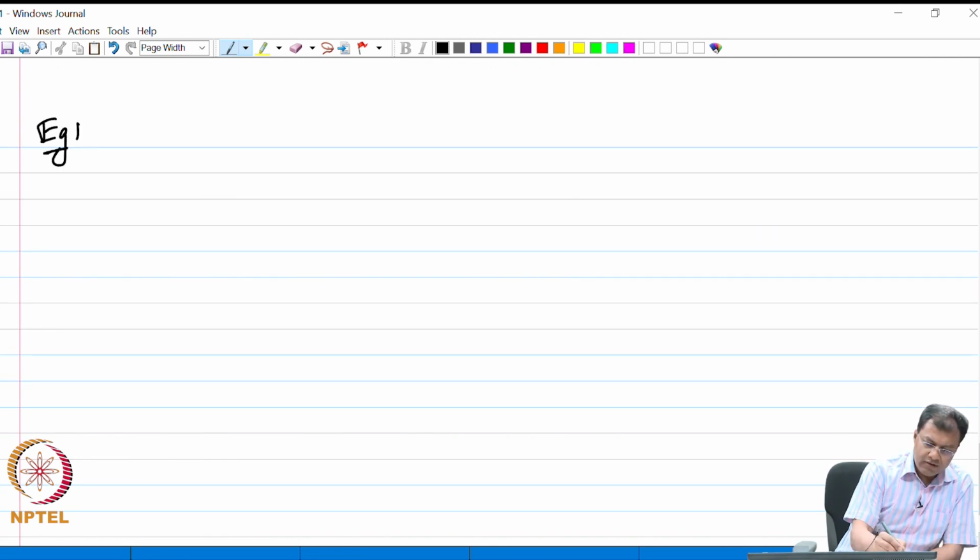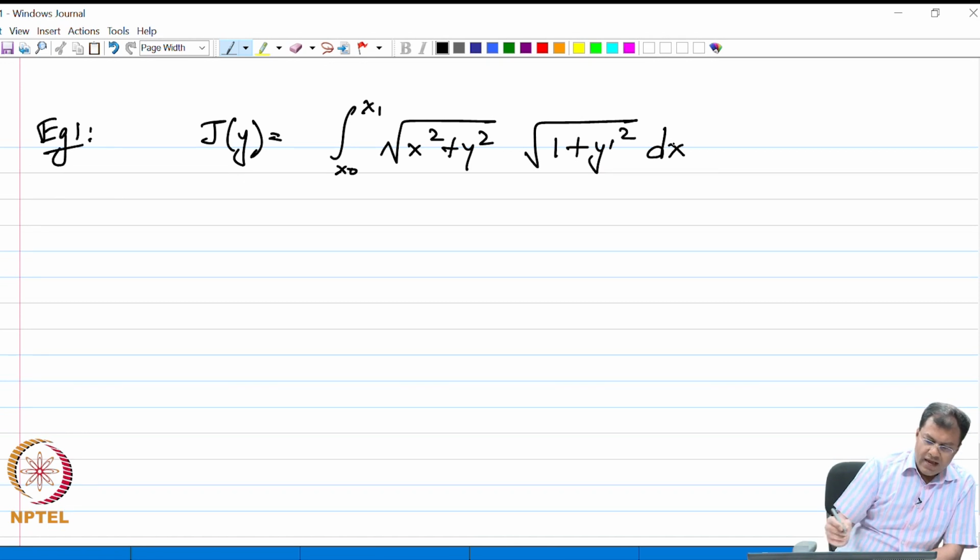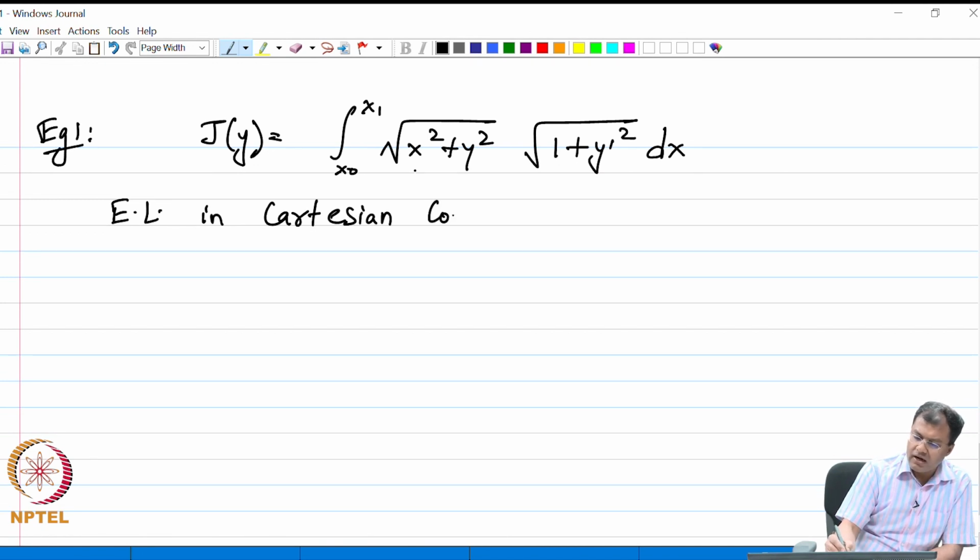So, the first example that I have in this lecture course is, let us look at this functional J of y, which is the integral from x naught to x1 of square root of x square plus y square times 1 plus y prime square dx, right. So, J of y is the following quantity. Notice that J depends on all the three variables x, y and y prime, which means if we were to solve for the extremal in Cartesian coordinates, look at the complexity of this Euler-Lagrange equation.